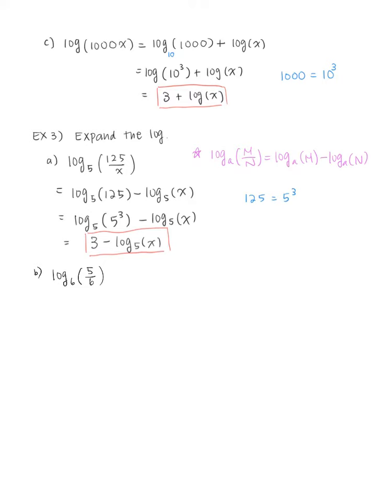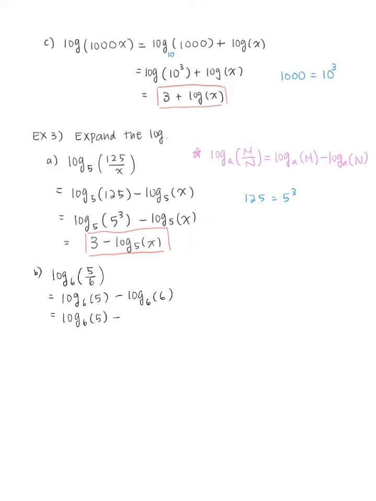Now let's take a look at log base 6 of 5 over 6. Again, I'm going to expand this by using that formula that we wrote above. So this is log base 6 of 5 minus the log base 6 of 6. I don't think we can do much with the log base 6 of 5, so I'm just going to leave it the way it is.